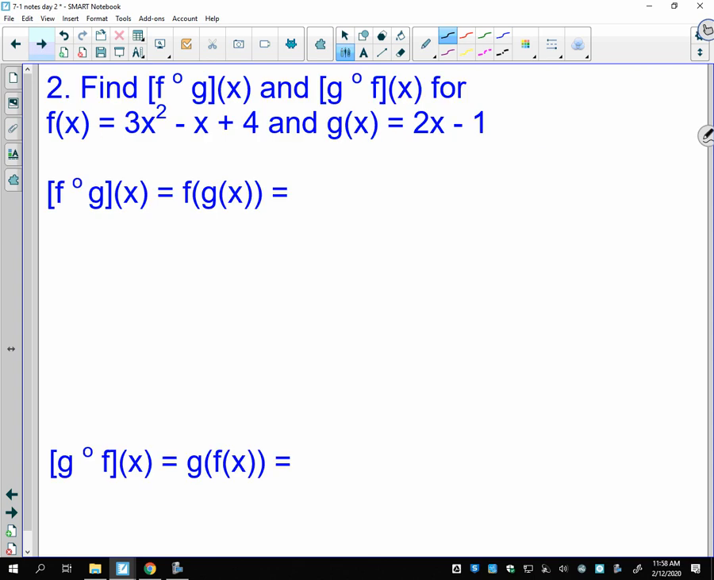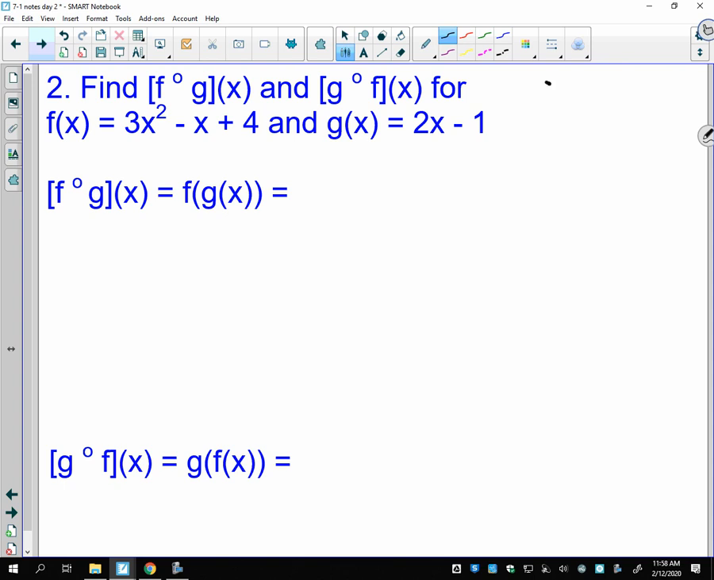What we are going to do is we're going to look at equations. And so it says find f of g of x and g of f of x for the following functions. And so if f of x equals 3x squared minus x plus 4 and g of x equals 2x minus 1, find f of g. So I went ahead and wrote this for you. And this is what I recommend that you do every time because it kind of tells you the order. F of g. Think about what that means.